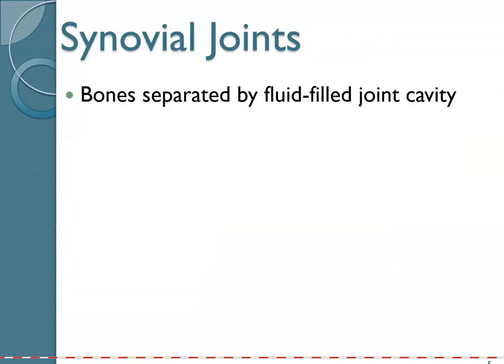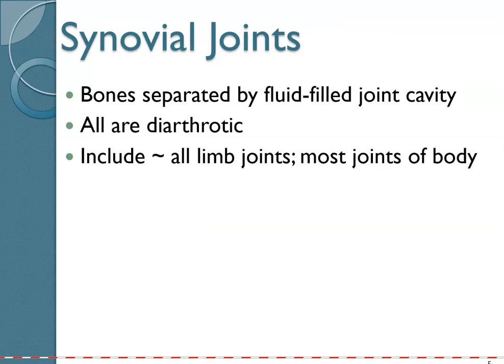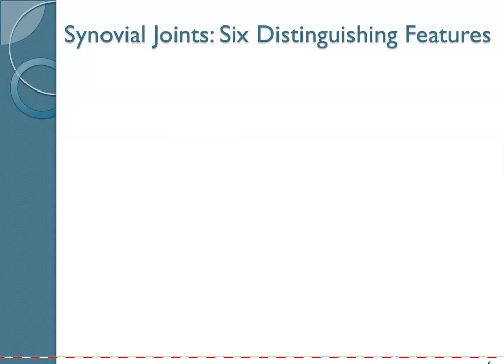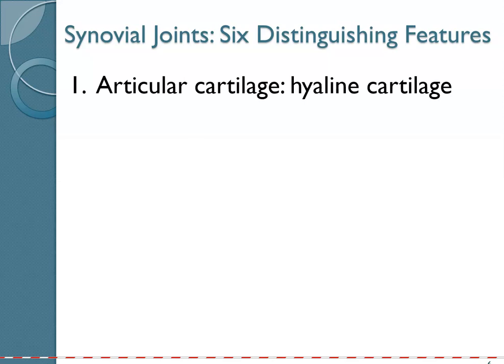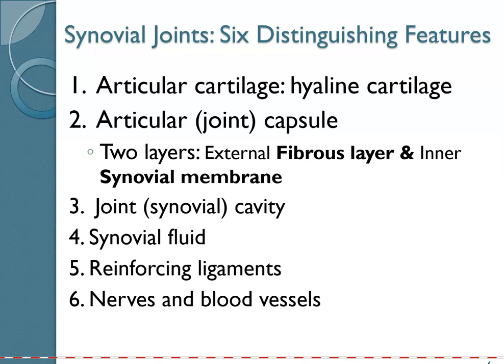So we'll go into the next group, which is the synovial joints. They have a fluid-filled cavity. They are all diarthrotic. They allow a good amount of movement. Most of our limb joints are made up of synovial joints. So there are 6 distinguishing features of synovial joints. First is the articular cartilage. That's the cartilage that's facing the joint. It is made up of hyaline cartilage.